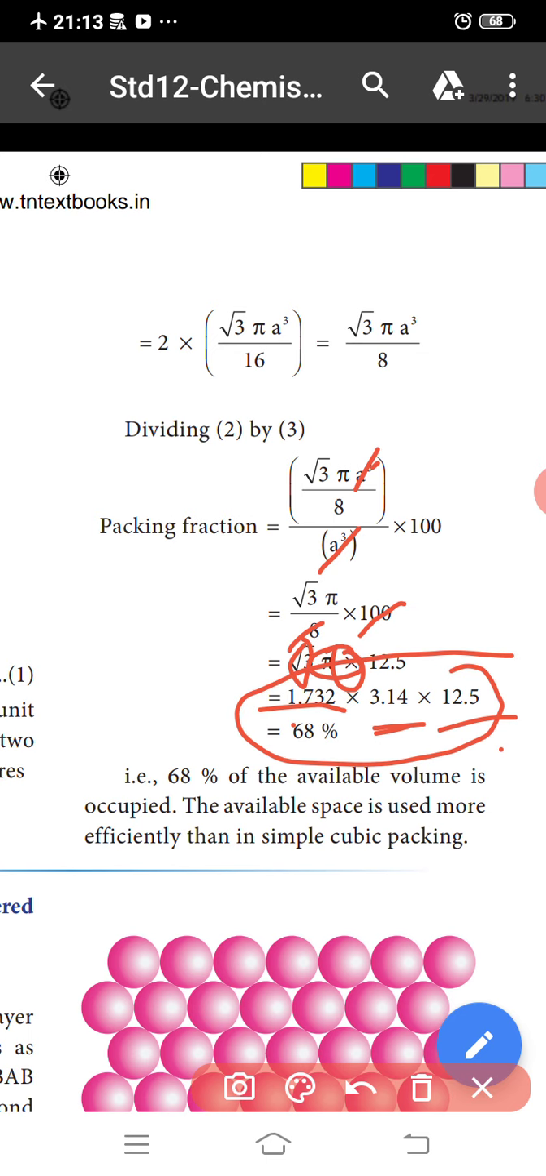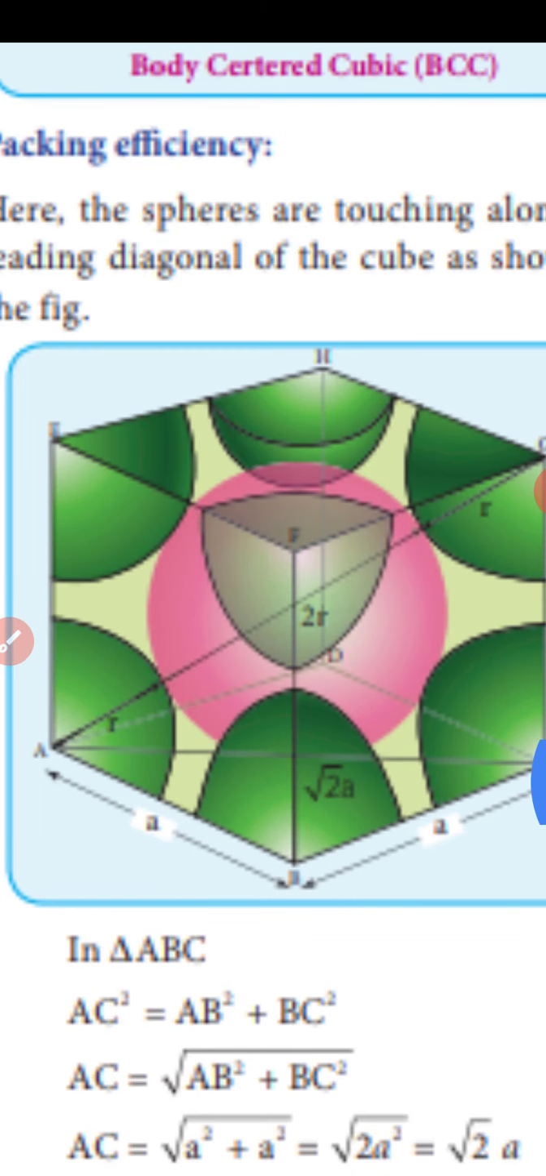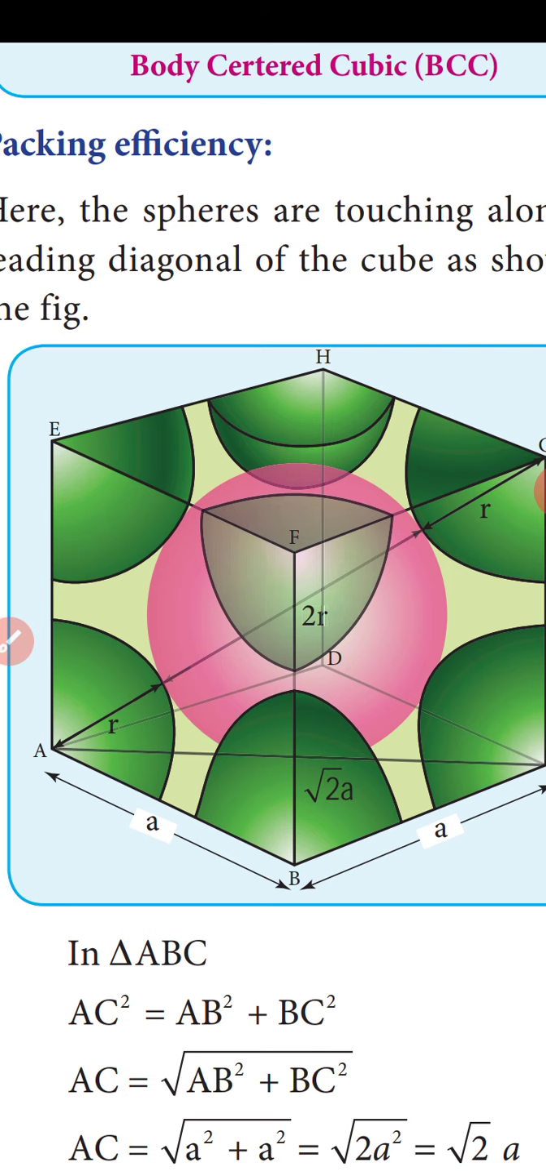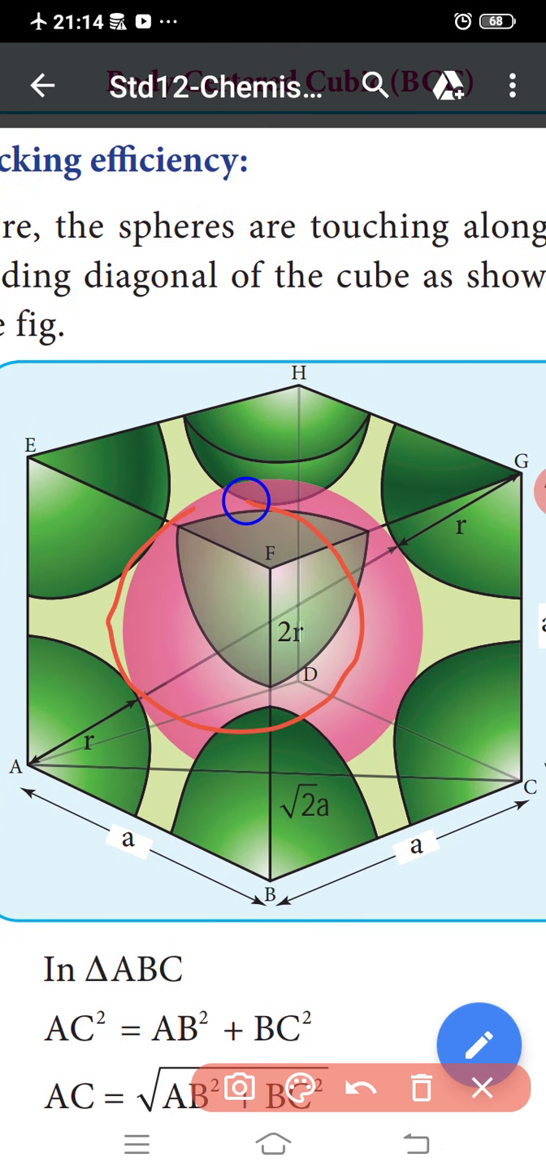So the packing efficiency is 68%. This means 68% of the available volume is occupied, so the available space is used more efficiently than in simple cubic packing. Okay, thank you, students.